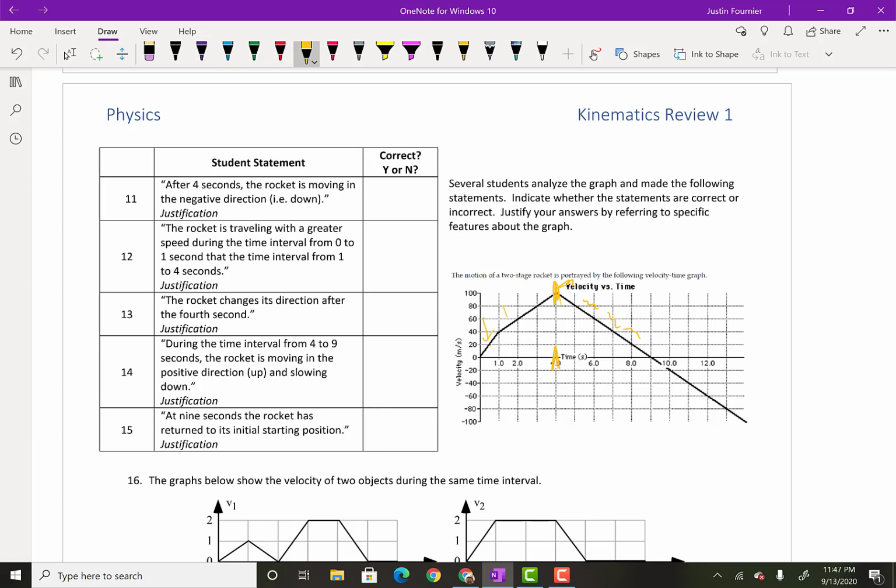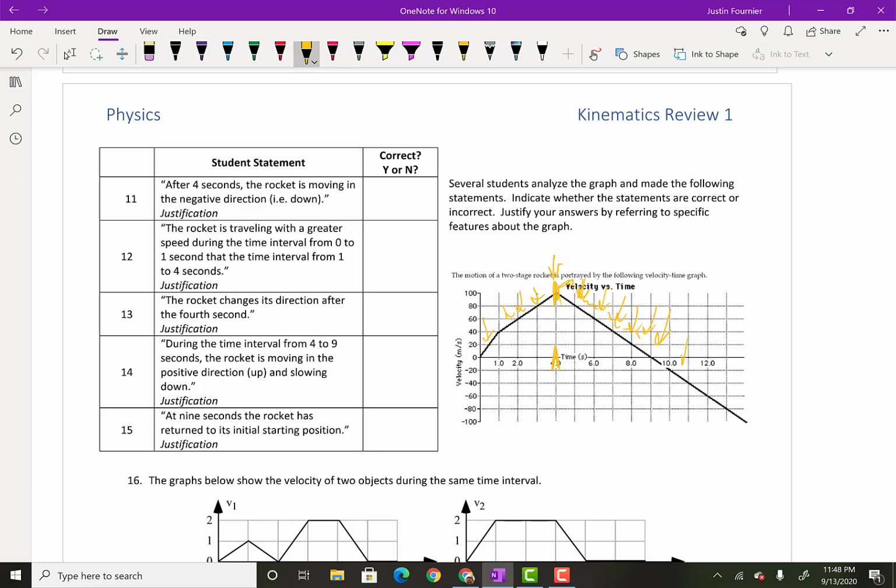Here it's moving up, it's moving up, it's moving up. But now this is the maximum amount that it moves up. This is the fastest it goes in the positive direction, and now it's slowing down in the positive direction, but it's still going in the positive direction.